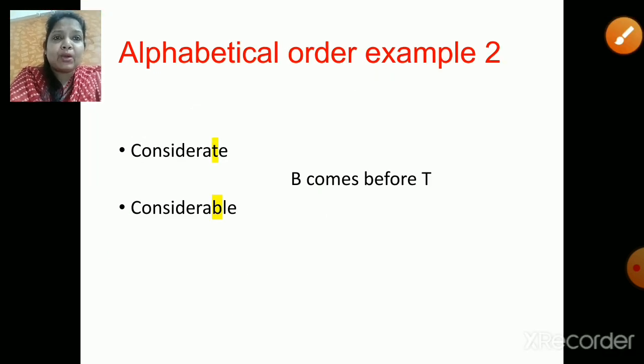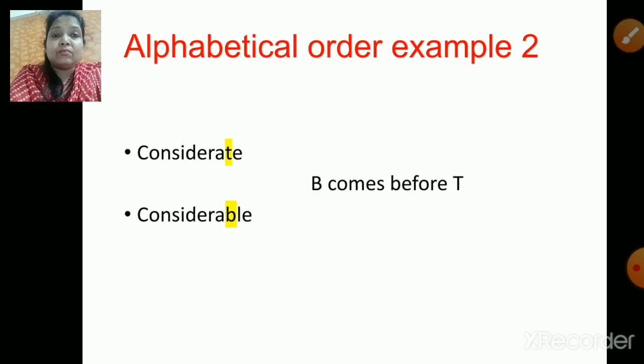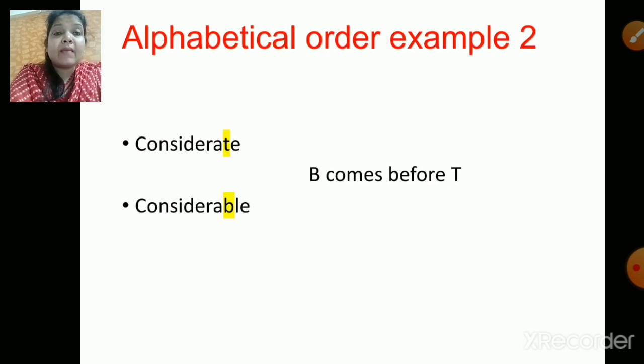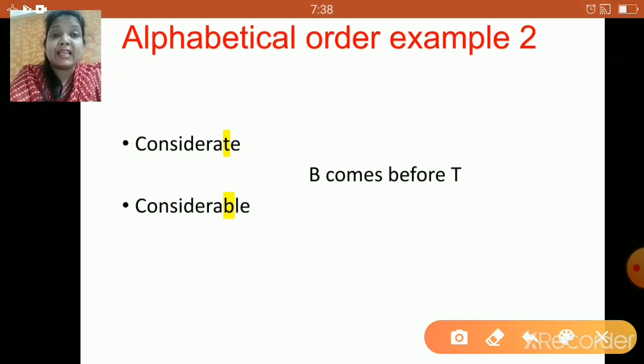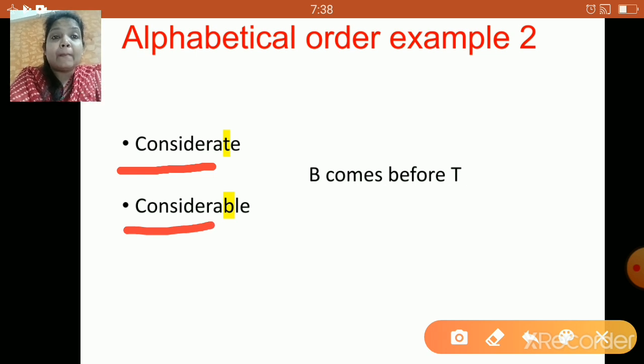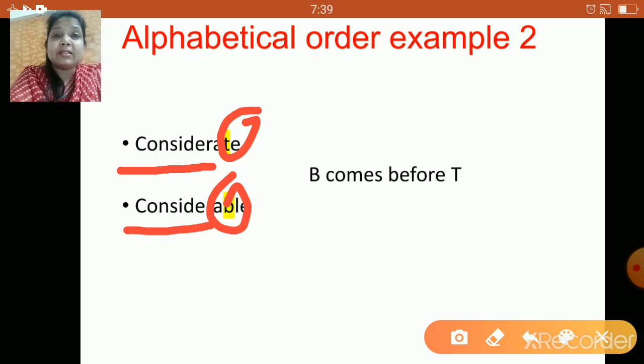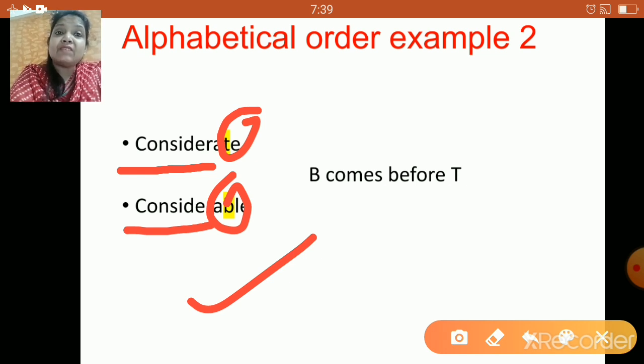Now let us go through one more example. Now the words are considerate and considerable. Now, yes, if you look at these words up to here, the letters are similar. But if you just check here, the T and B, these are different. But as we know, B comes before T, right? So, considerable will be the first word in the dictionary and it will be followed later by considerate. Okay?